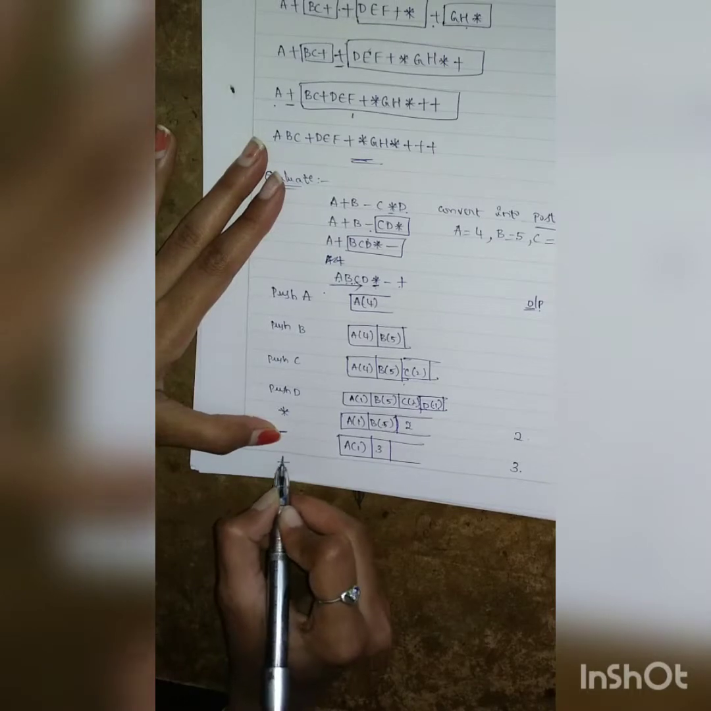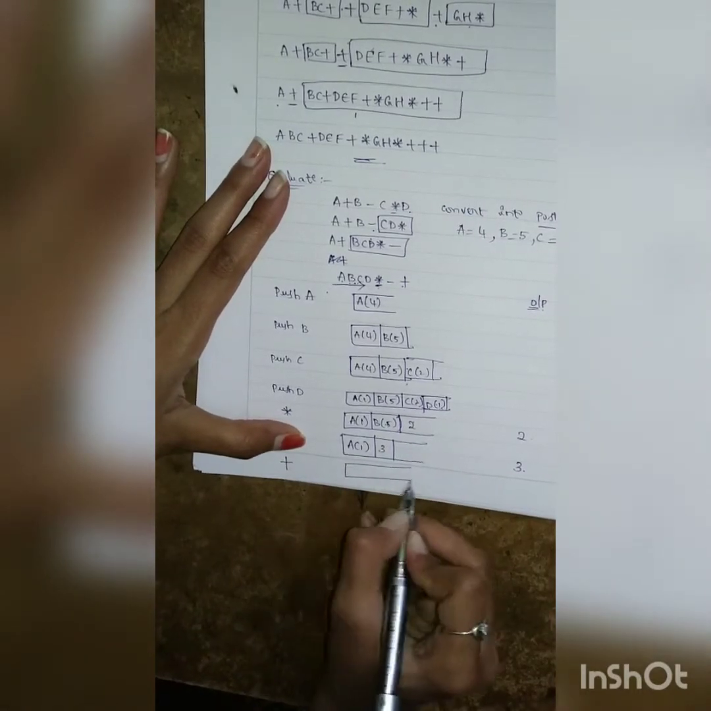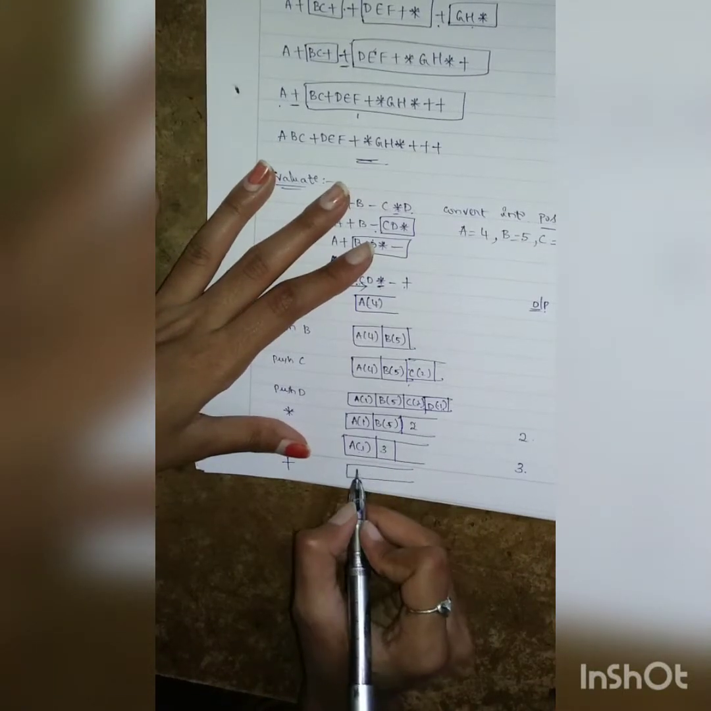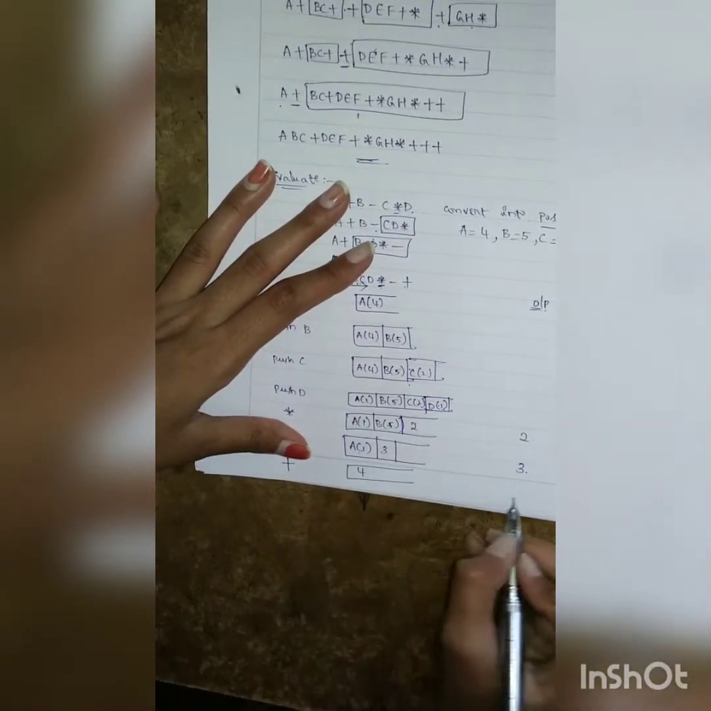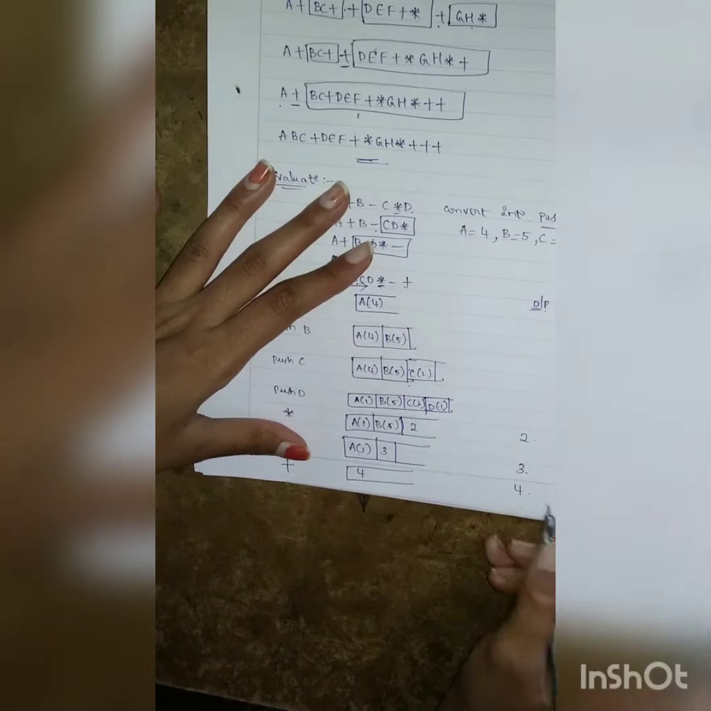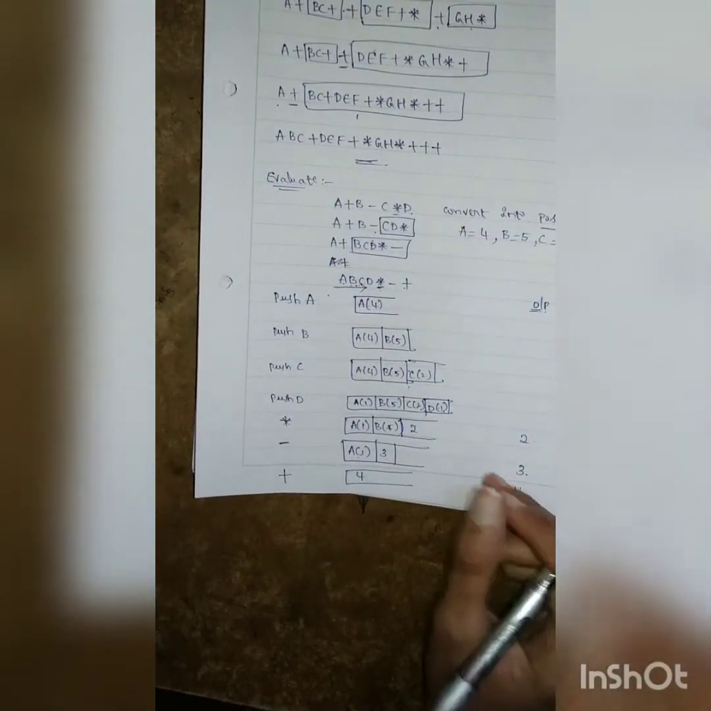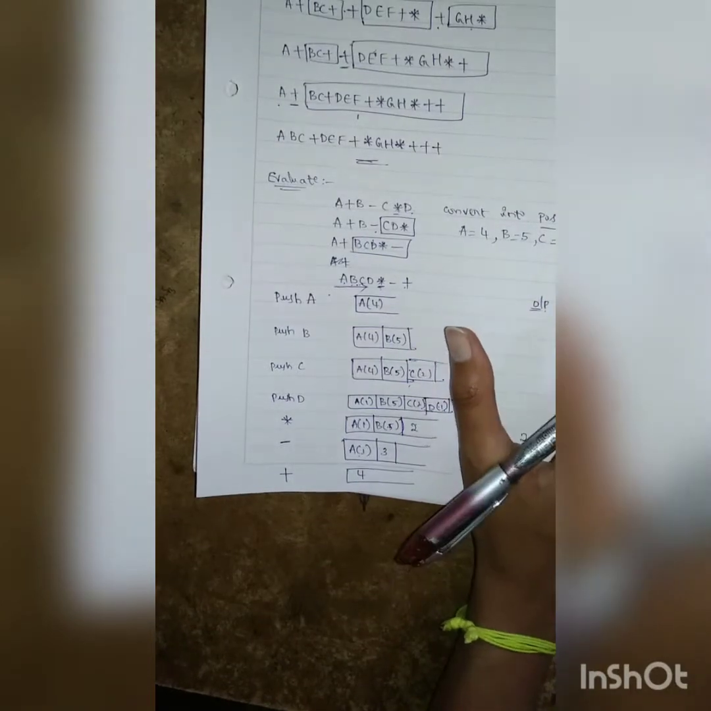And now let's take plus. A of 4 and 3 are there. So 4 plus 3 is 7. In this way we can evaluate the expressions by converting it into postfix and evaluating.